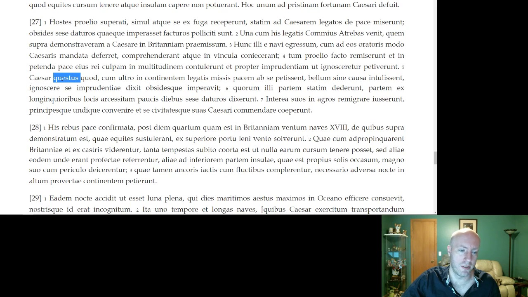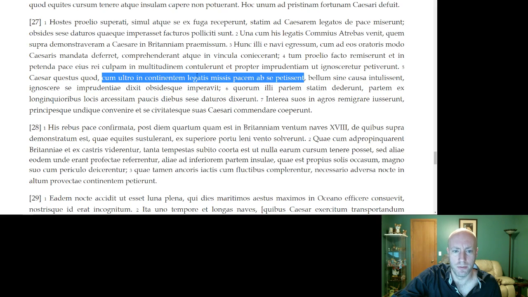Caesar questus, he complained. Deponent verb, so active, so having complained. Having complained, and I think, quote here, you could say it's just that. Having complained about which thing, or having complained about that. And then we get all the things he complained about. Even though, I'm going to go with even though, or although, with the cum here.